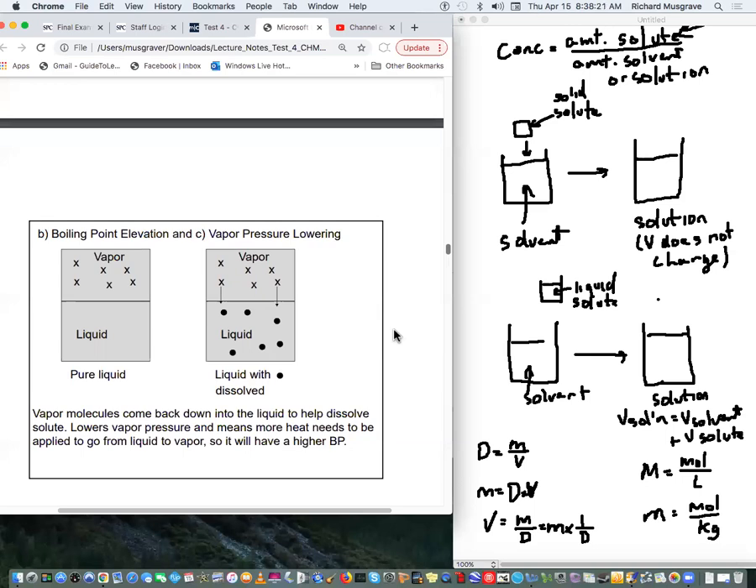That's the first thing. The second thing is that now it requires more energy, and that is greater heat, to take that liquid and turn it into a gas, because now the X's that were making up the vapor are now associated more with the liquid because they're helping dissolve whatever you've put in the liquid. So what this has the effect of is raising the boiling point. It now takes more energy to turn that liquid into vapor. So this means that we're going to have a higher boiling point.